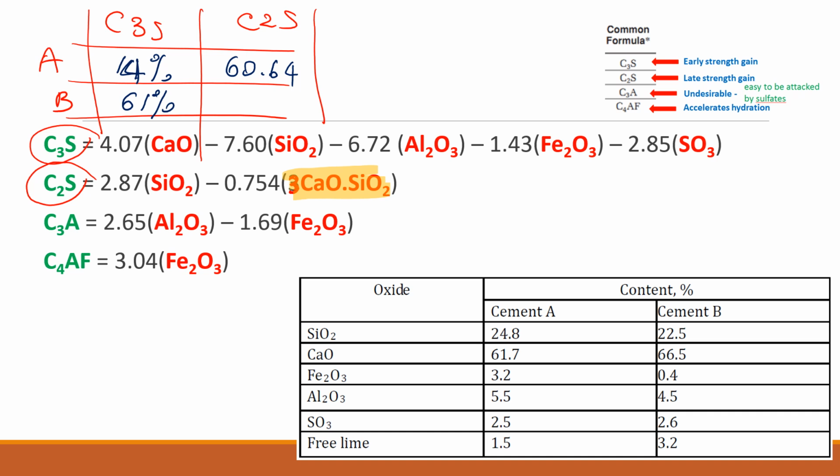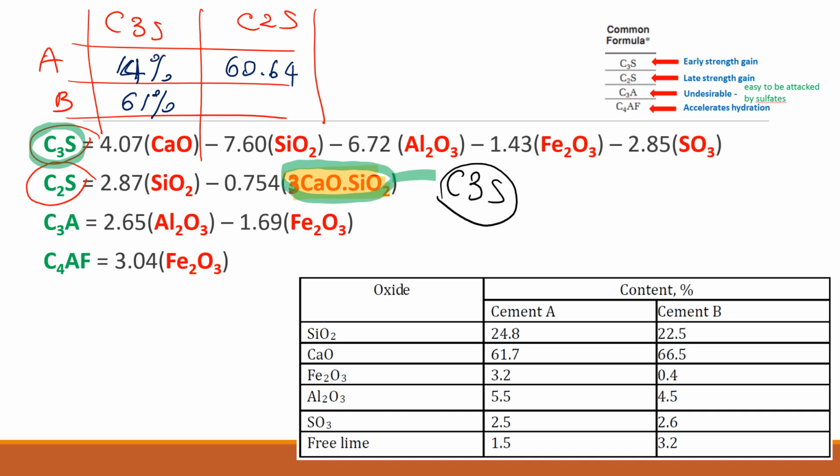What about this one? This part here is your C3S. If you go to your formula, in the first question we did about the chemical formula, am I right? So this part here, 3 times calcium oxide, silicon dioxide, that is your C3S, which you found as 14 and 61. So you need to substitute that. Did you do that? Yeah, that's what I did.